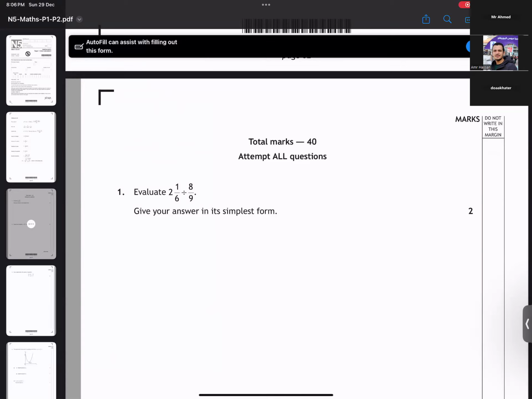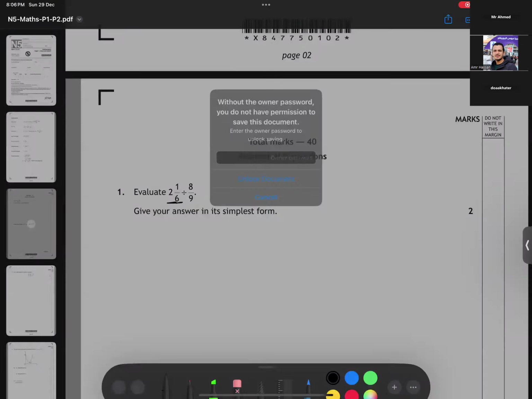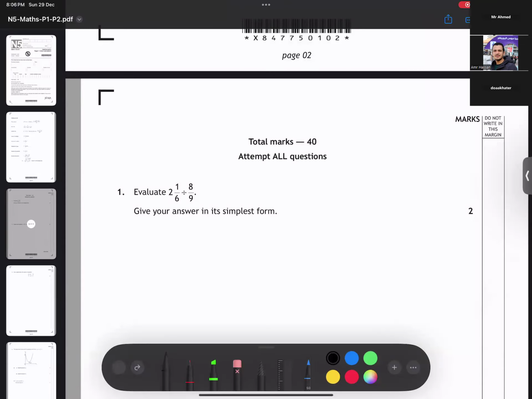Yeah, exactly. So you meant we need to turn this one first, right? Two times six, right, plus 1. Thirteen. Okay, 13 over 6.